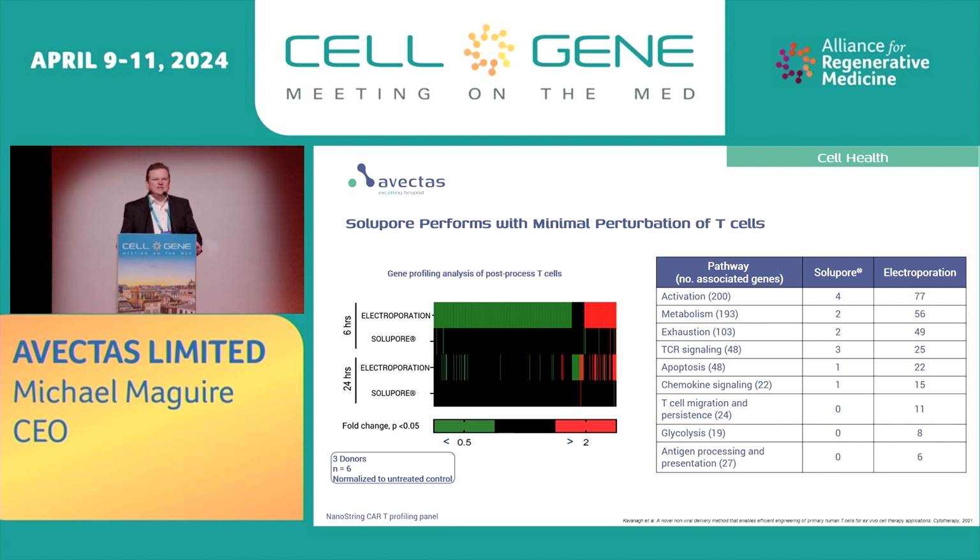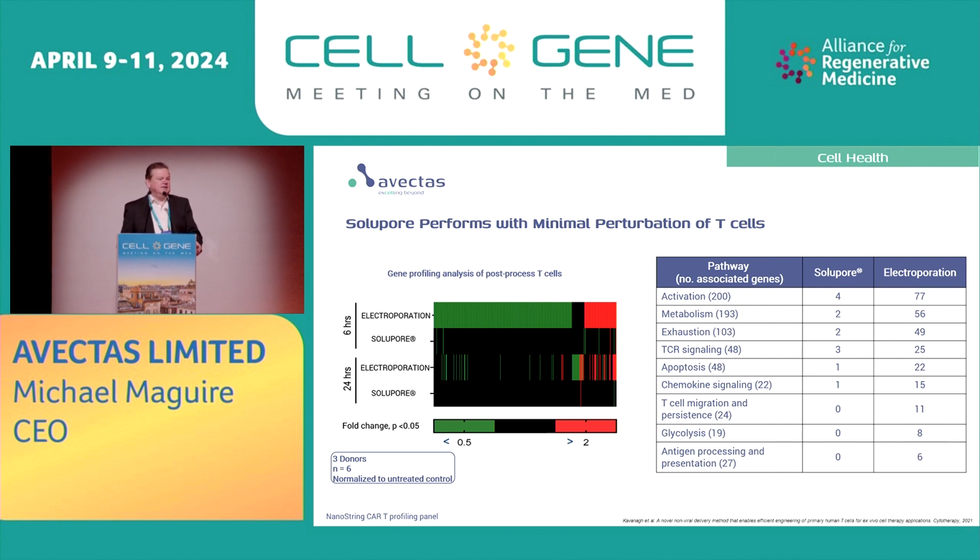So I think this slide indicates one way that we can measure or look at cell health, which is the perturbation of cells which are modified. On the left-hand side of this data, we're looking at a NanoString panel of about 600 or 700 immune-indicated genes, when looking at products for immuno-oncology, for instance. And what we see is we're electroporating a population of cells and Solupor modifying a population of cells. And we're looking at the delivery process only here.